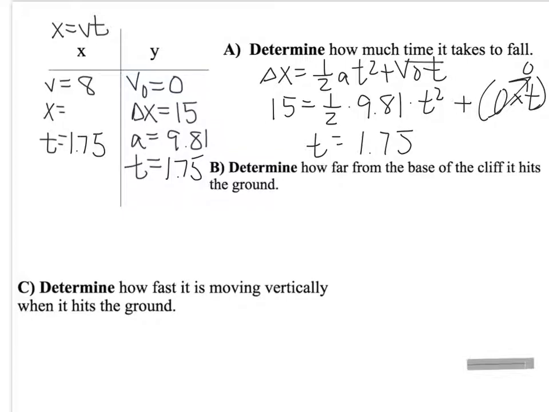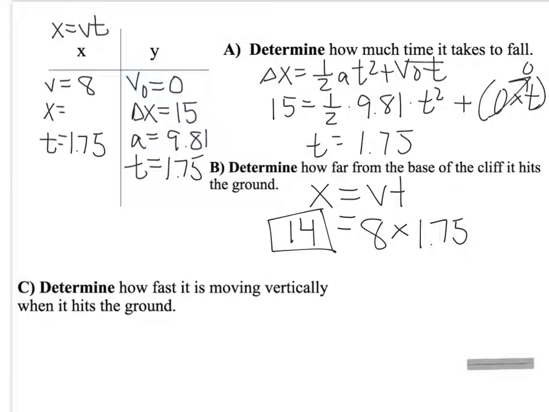B wants to determine how far from the base of the cliff it hits the ground. So it's asking me to solve for the range. How far does it go horizontally? And again, since the velocity horizontally is constant, there's only one equation for constant velocity, which is x equals vt. So that's the equation I'm going to solve for, and x is distance. So I take the velocity they gave me in the problem and the time we just solved for, and we get a range of 13.9899, so I'm going to round up to 14 meters. So from the base of the cliff, it's going to be out 14 meters.